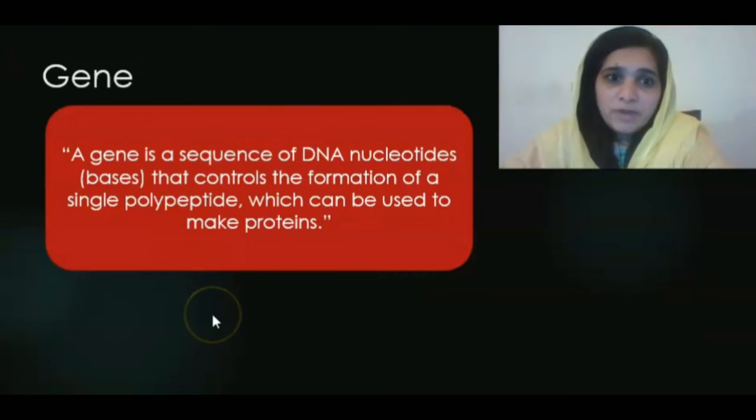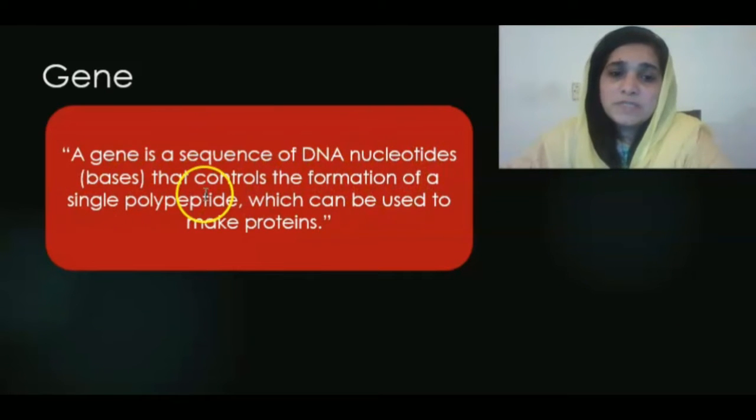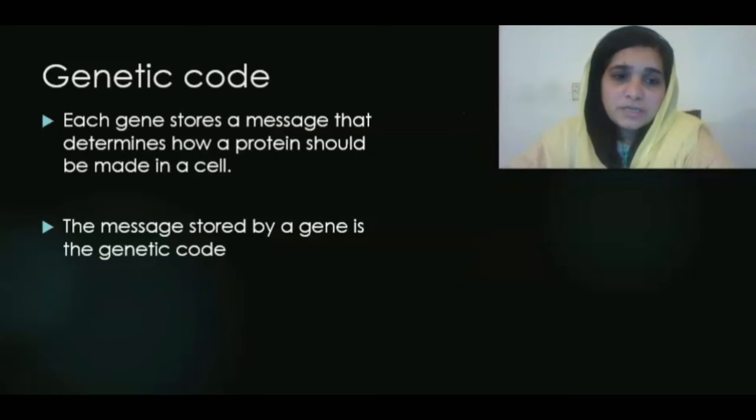Now, how can we define a gene? A gene is a sequence of DNA nucleotides, bases, that controls the formation of a single polypeptide which can be used to make proteins. So it means genes play an important role in the formation of proteins. Genetic code: each gene stores a message that determines how a protein should be made in a cell. The message stored by a gene is called the genetic code.